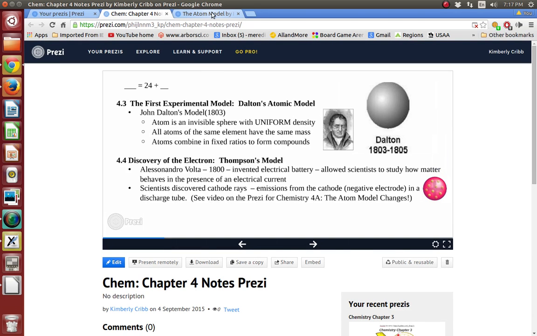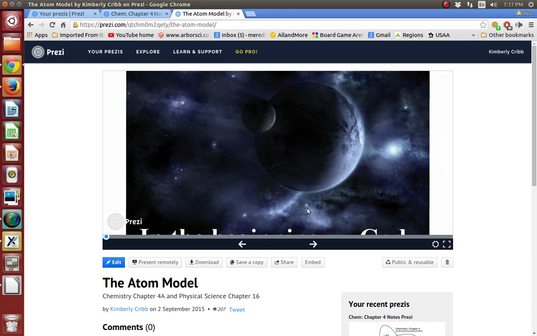And then we came about the discovery of the electron. That's Thomson's model, the Plum-Pudding model. Alessandro Volta invented an electric battery, and he allowed scientists to study how matter behaves in the presence of an electrical current. So scientists discovered cathode rays, and these cathode rays ended up being emissions from the cathode, the negative electrode, in a discharge tube. And so we're going to go back to a different Prezi, the Prezi on Chemistry 4A, the Atom Model, just so we can see a video on that. I'm going to flip back and forth between the two Prezis for a moment. This one is on the Atom Model and has all the videos in it.